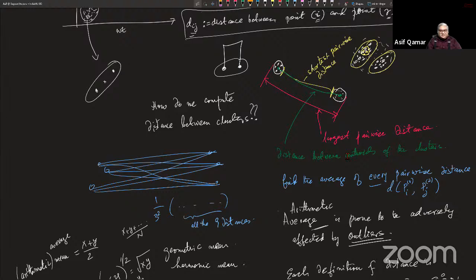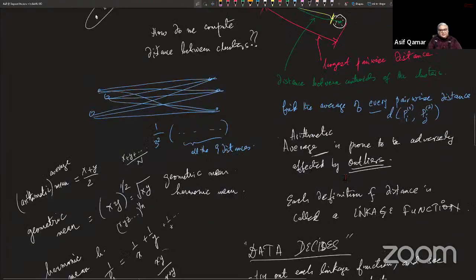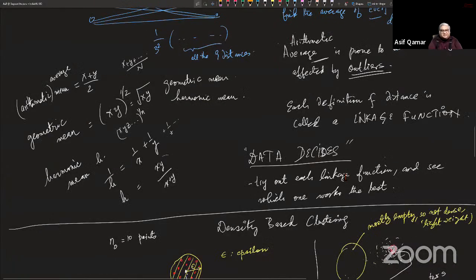Each of those definitions of distance between clusters is called a linkage function. You need a linkage function. Using different linkage functions leads to slightly different clusters, and you have to sort of try them out and see which one you like best.